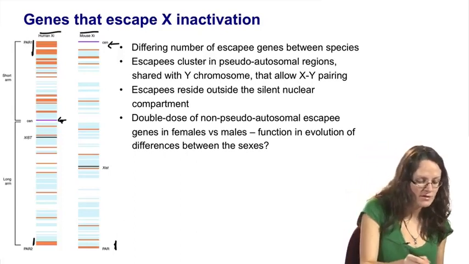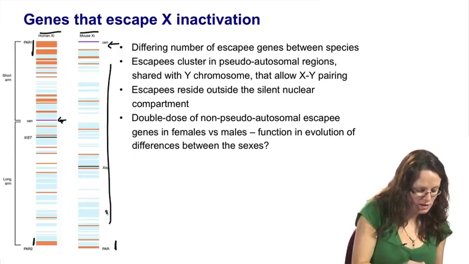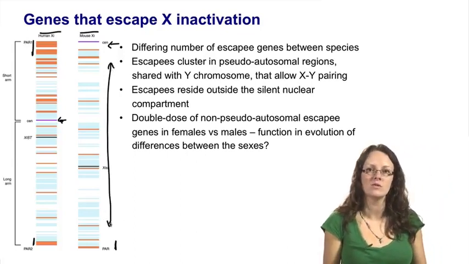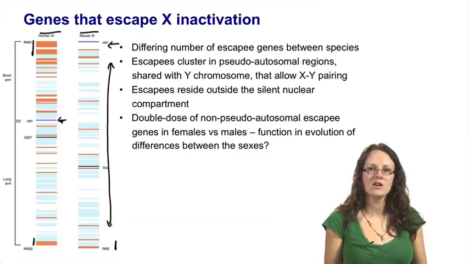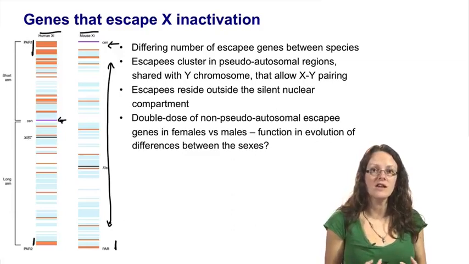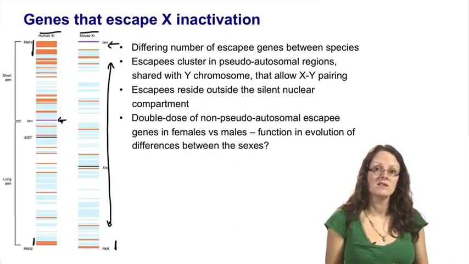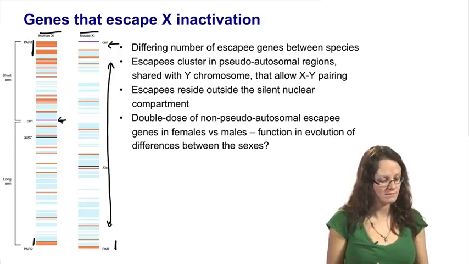But there are also a smattering of other genes. You can see orange-coloured genes spread along each of these two X chromosomes, and there are more in humans than in mice. These orange escape genes that aren't in the pseudo-autosomal regions don't have a Y-linked homologue, in which case, if they're not silenced, you'll have twice the dose of them in females than you would in males. And so perhaps these escapee genes that don't have a Y homologue might have something to do with the differences between the sexes.